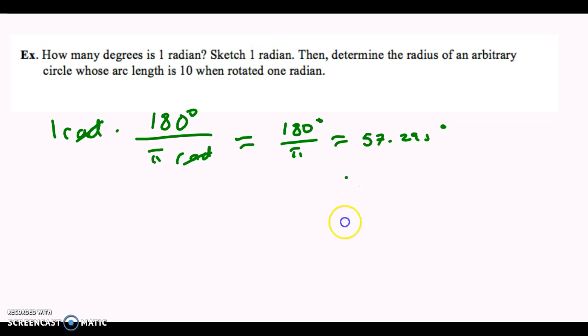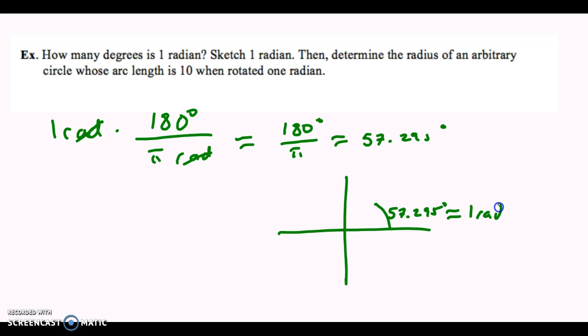Sketch 1 radian. Okay, so that means that the circle is going to open up about 57.295 degrees, which is approximately 1 radian. So we sketched 1 radian, we found out how many degrees 1 radian is.